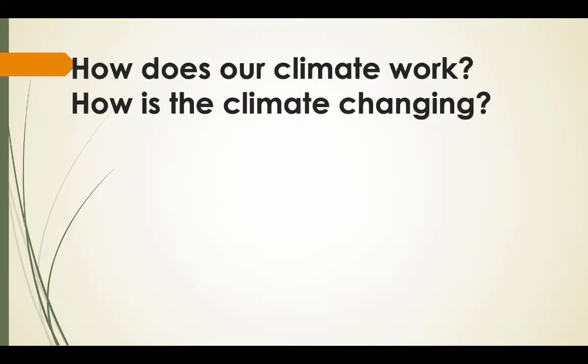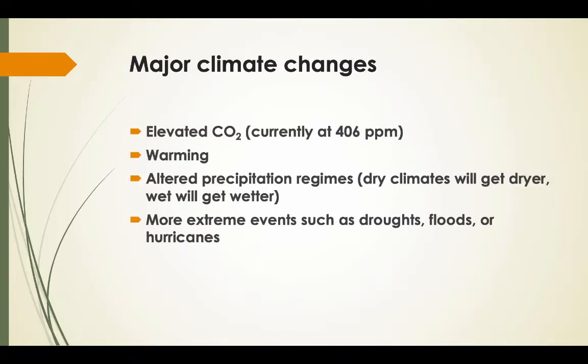So how does our climate work? And how is our climate changing? Major climate changes include elevated CO2 by burning of fossil fuels and the change in our Earth's carbon cycle. The current level of CO2 is 406. We're nearing 410 parts per million. Warming is caused by this elevated CO2 and by other changes in our atmosphere, altered precipitation regimes, and more extreme events such as droughts, floods, or hurricanes.